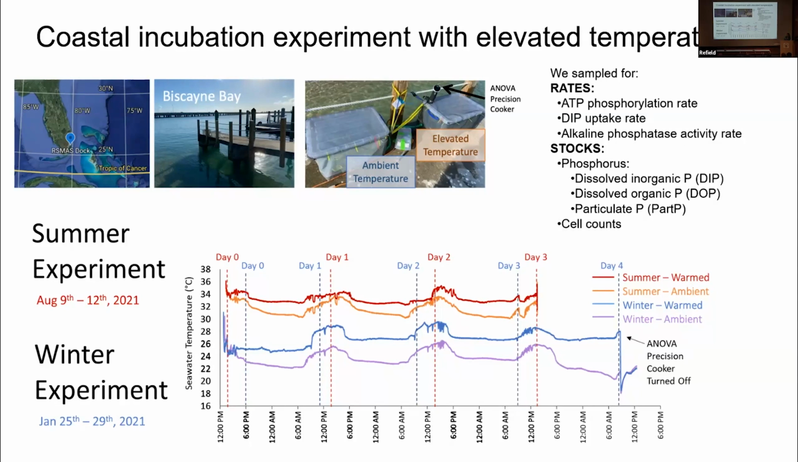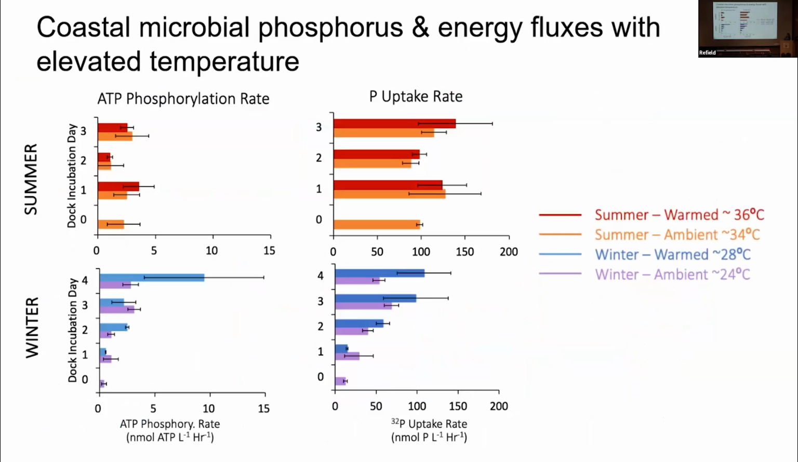So we measured a lot of things, and in a very brief answer, looking at those ATP phosphorylation rates and phosphorus uptake rates, looking at dissolved inorganic phosphorus. We've got our conditions here, ambient, warmed in the winter and in the summer. And I'll just zoom you in to take a look at just on that first day, comparing winter to summer. We had this awesome 10-degree temperature gap.